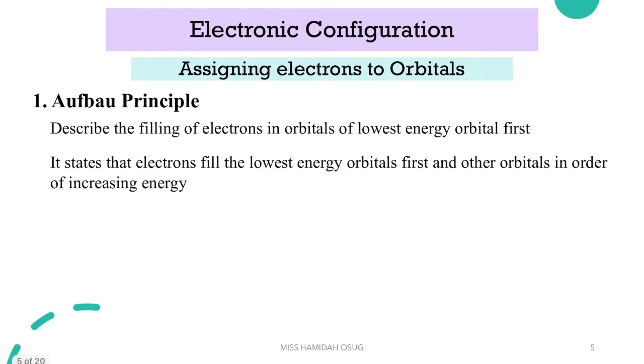So the first one, Aufbau principle. So Aufbau describes the filling of electrons in orbitals of lowest energy orbital first. Meaning to say, electrons must be filled in the lowest energy orbital first and other orbitals in order of increasing energy. So how can we determine the increasing energy of the orbitals?